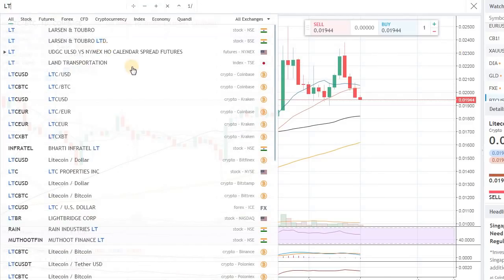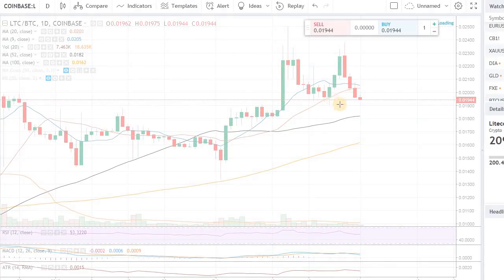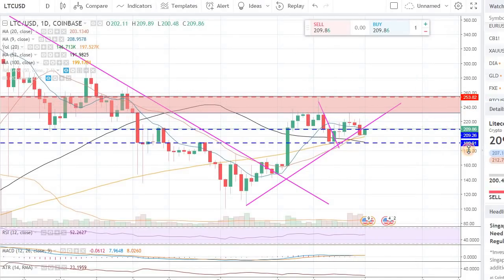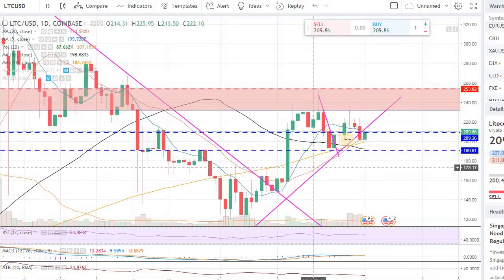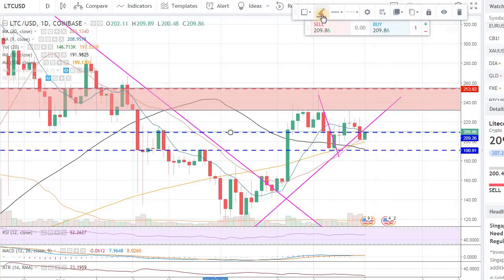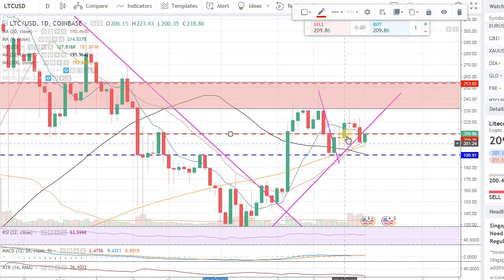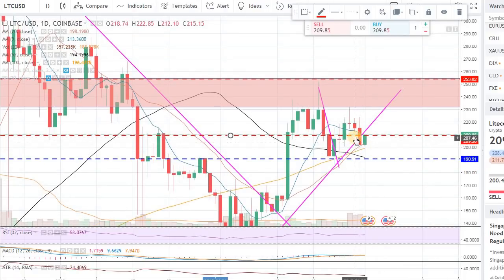LTC against USD. I know a lot of people are in the LTC position. So we broke that support level. Now, I'm going to mark this red, because it's going to act as resistance. That support level, that 208, 209, will act as resistance on the upside, because that was our support level that we broke yesterday. So we want to make sure we stay over that.